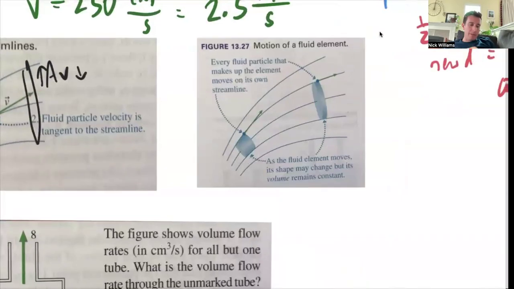And here's a little bit of the explanation why. Every fluid particle that makes up the element moves on its own streamline, and as it moves, its shape changes, but the volume remains constant. So the volume here is equal to the volume there.